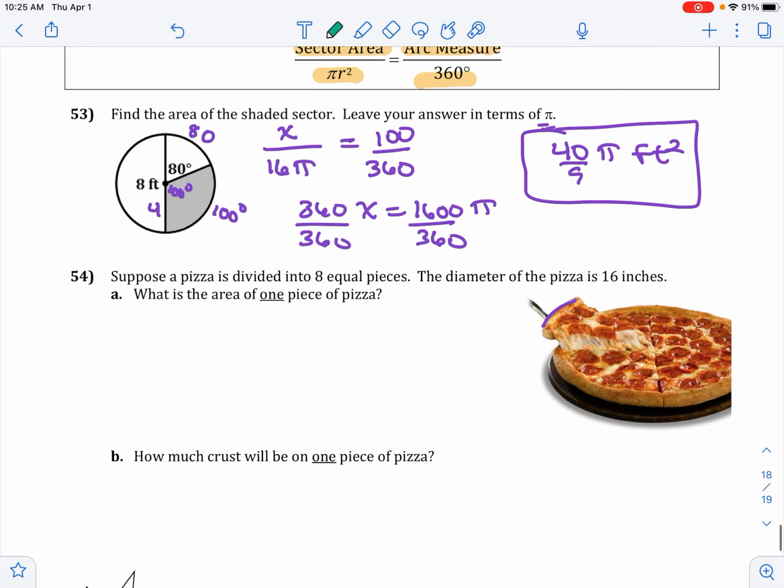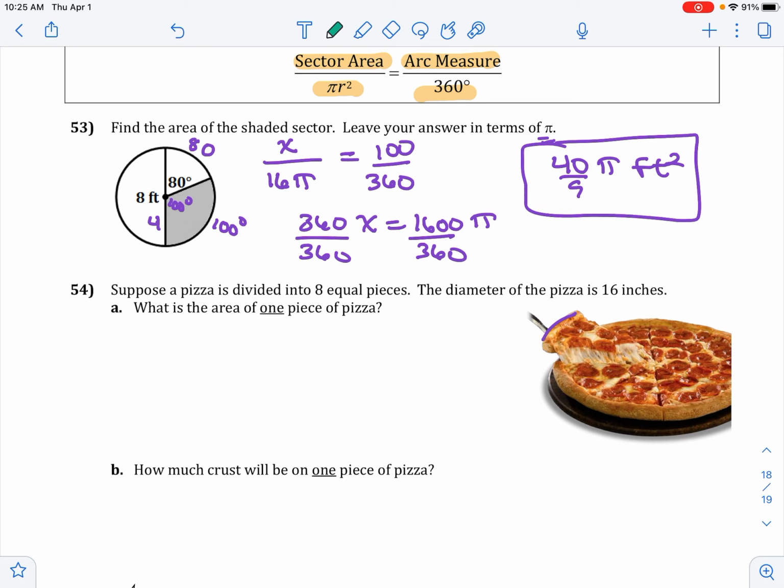All right, so first we'll have to start with the sector area formula. So we're going to use the sector area x out of the area of the pizza. So pi times radius squared. It says the diameter is 16. That means radius is 8. So 8 squared is 64. So 64 pi is the area of the pizza.